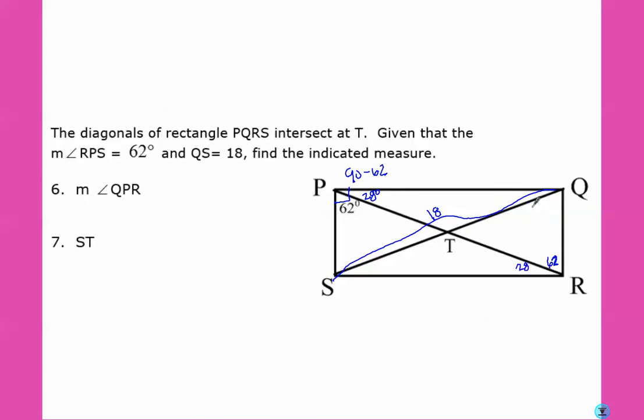We also know that the diagonals are bisected, so this will equal this, will equal this, will equal this. So let's see if that's enough information to figure out these two questions. The measure of QPR, Q to P to R. That's that little slice here that we figured out was already 28 degrees. Then we want S to T. Well, we know ST is the same as TQ, and if the whole thing is 18, this half of it would have to be 9.